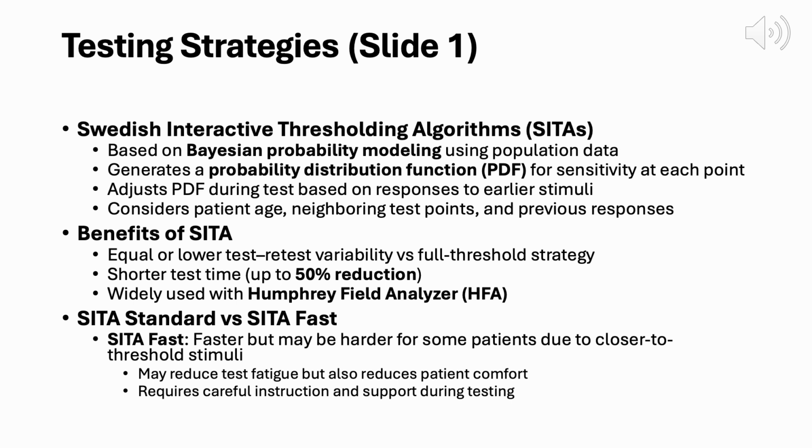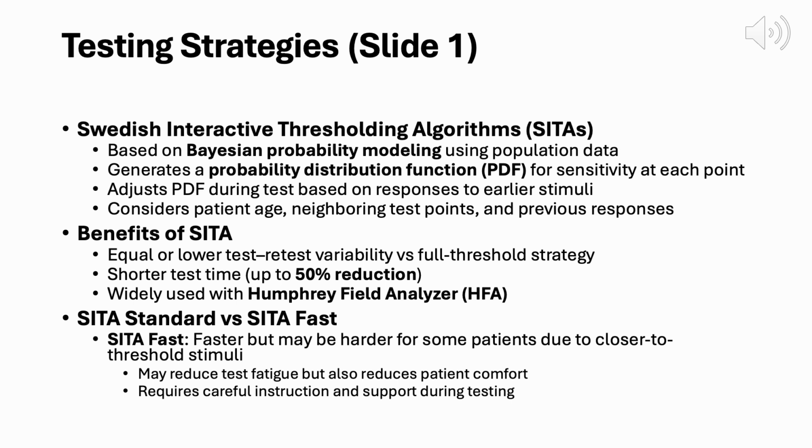The benefits of SITA include shorter test times, up to a 50% reduction compared to full threshold strategies, and lower or equal test-retest variability, meaning more reliable results. It's also widely implemented in the Humphrey Field Analyzer, the gold standard for perimetry in glaucoma care.